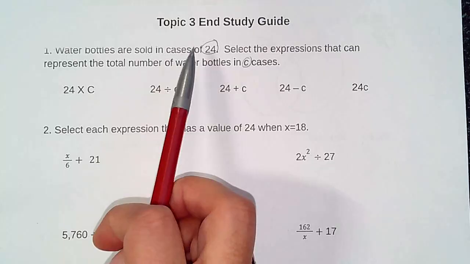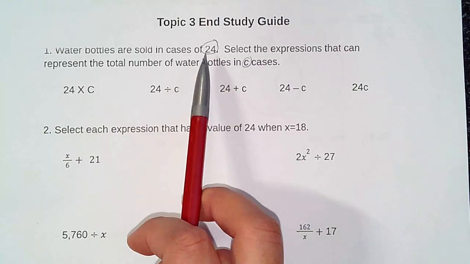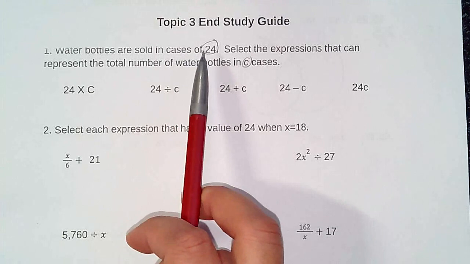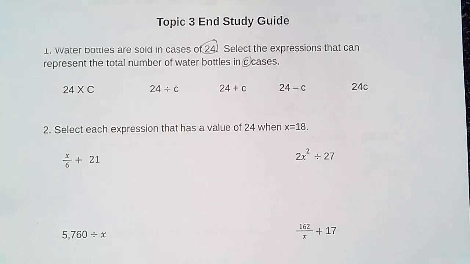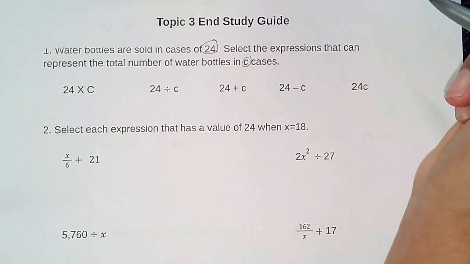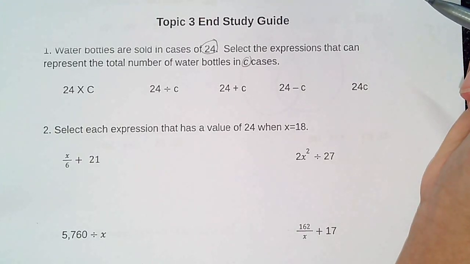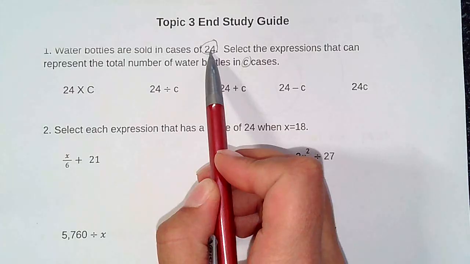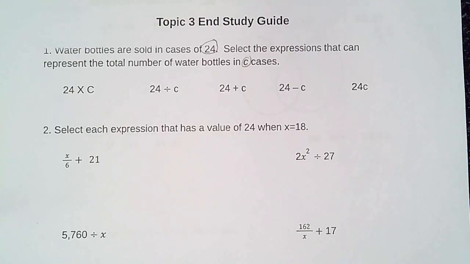So I'm looking to see if I have one case, I know that's 24 bottles. But if I have 2 cases, how many water bottles altogether would I have? If I had 3 cases, how many water bottles would I have? So we know that we could add 24 plus 24 for 2 cases and we would get 48. We could continue doing repeated addition, but we don't have to do repeated addition. We can use multiplication. So which ones of these represent multiplication?